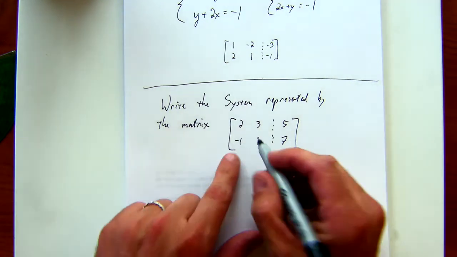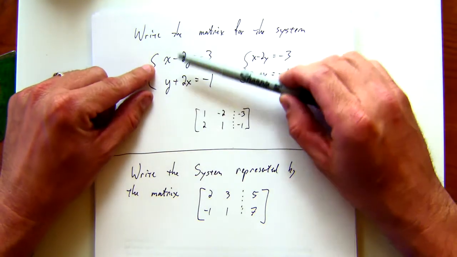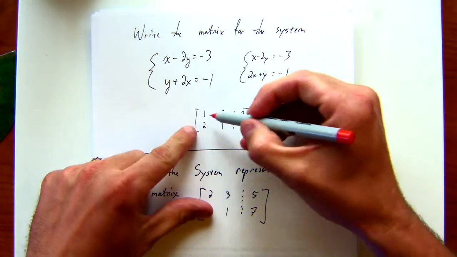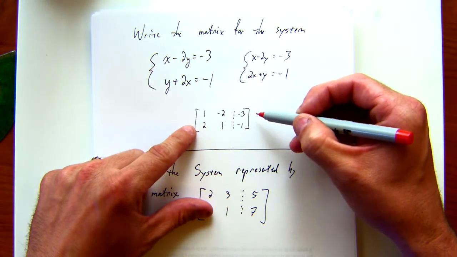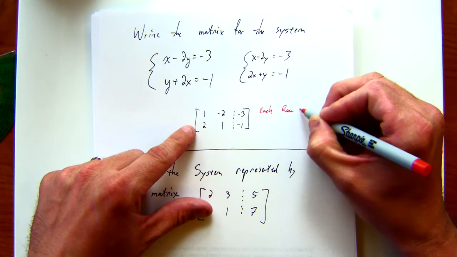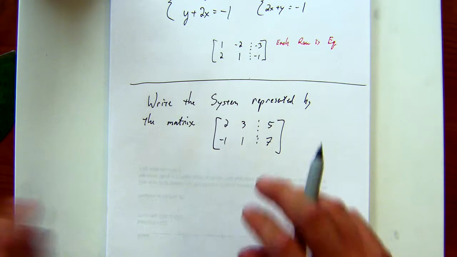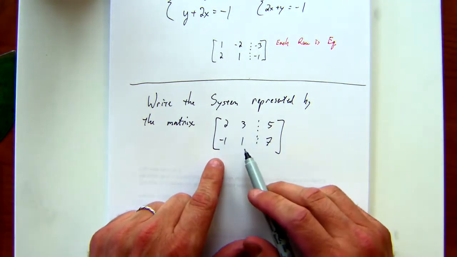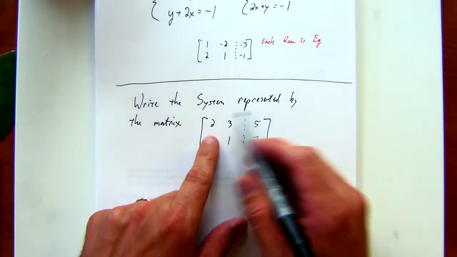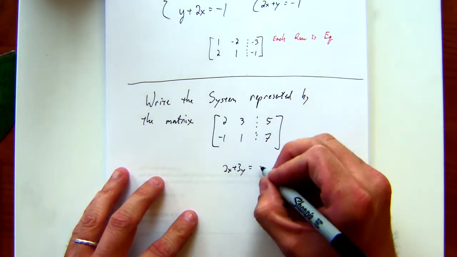Okay? So notice in this example, the first row, what did the row represent? This row came from what? This equation. So each row is an equation. Well, how many variables do we have in this system? 2, right? Because these are our constants on the right. So what's the first equation that I would write? 2x plus 3y is equal to 5.